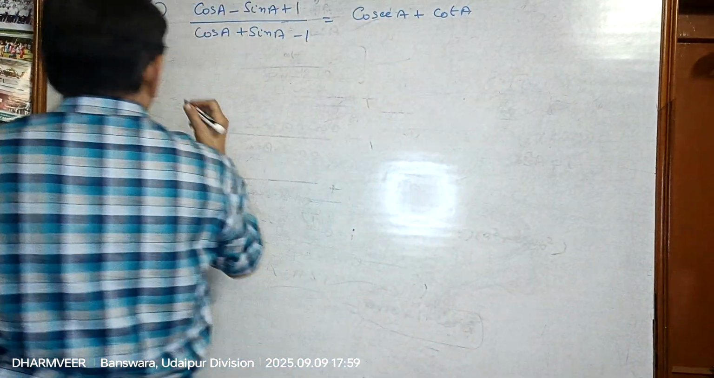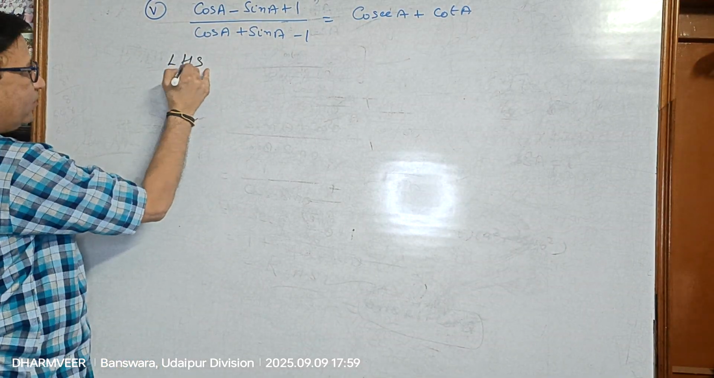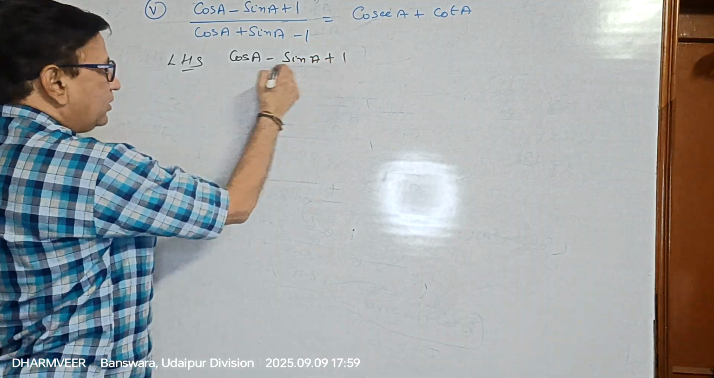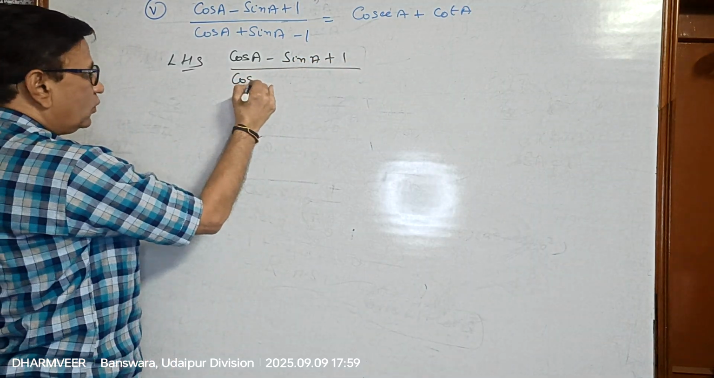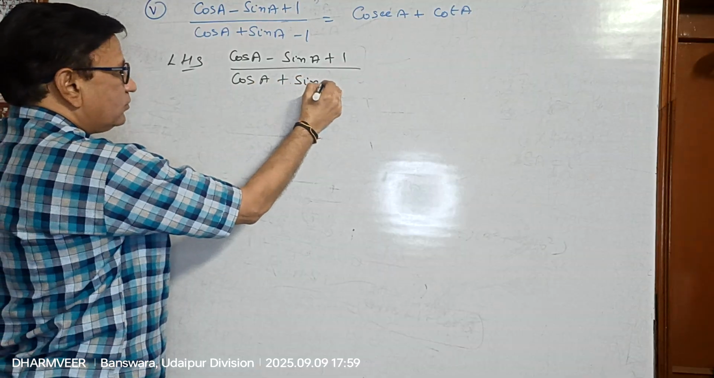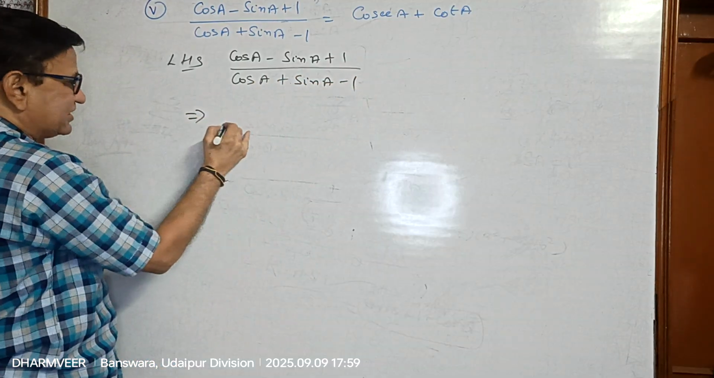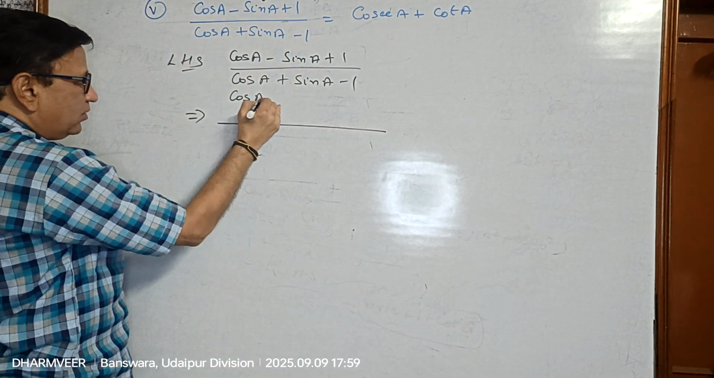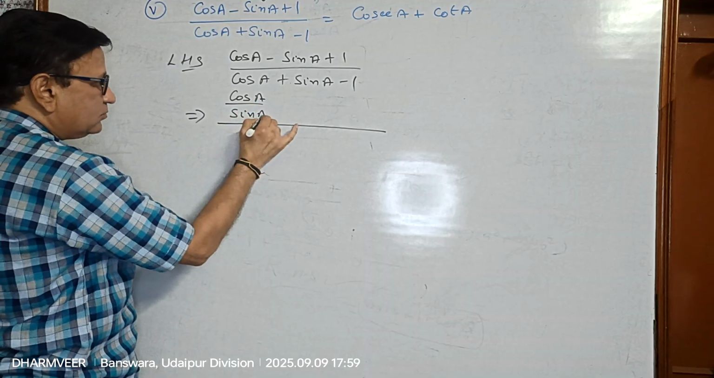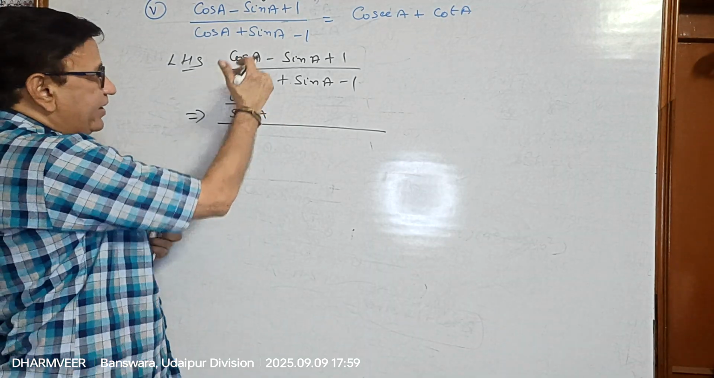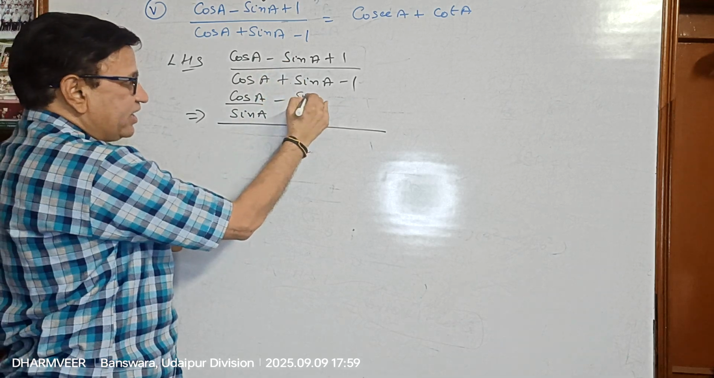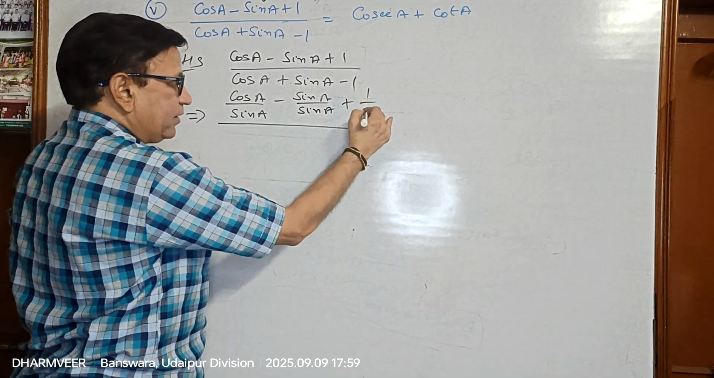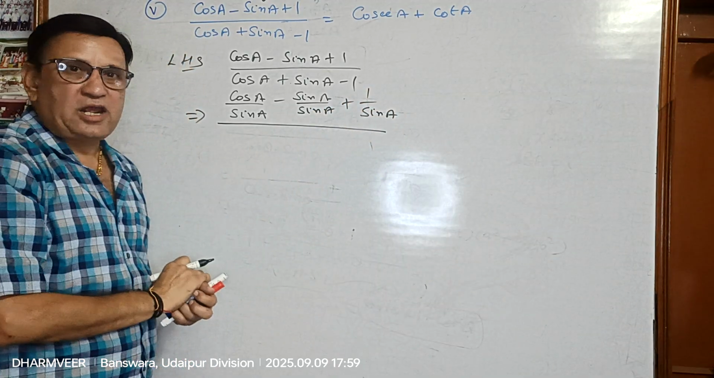Okay. So we write here, first write the left hand side: cos A minus sin A plus 1 upon cos A plus sin A minus 1. Right. So now the next step is divide by sin A, means cos A upon sin A. Getting what I am saying? Divide every term by sin A: minus sin A upon sin A, and then 1 upon sin A. I hope it is clear.